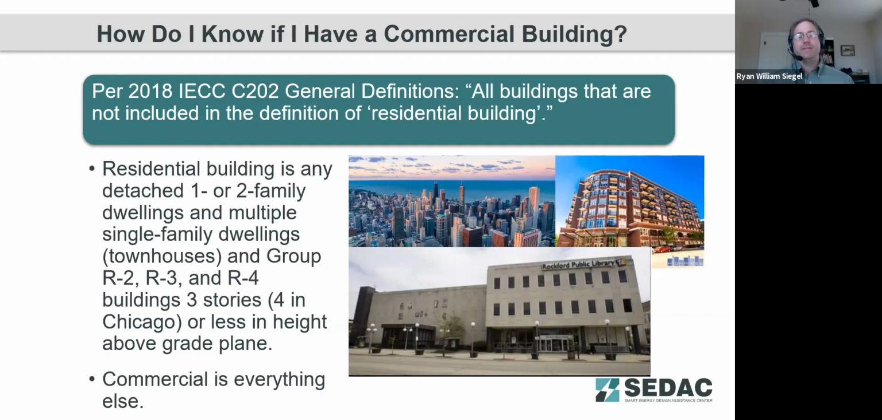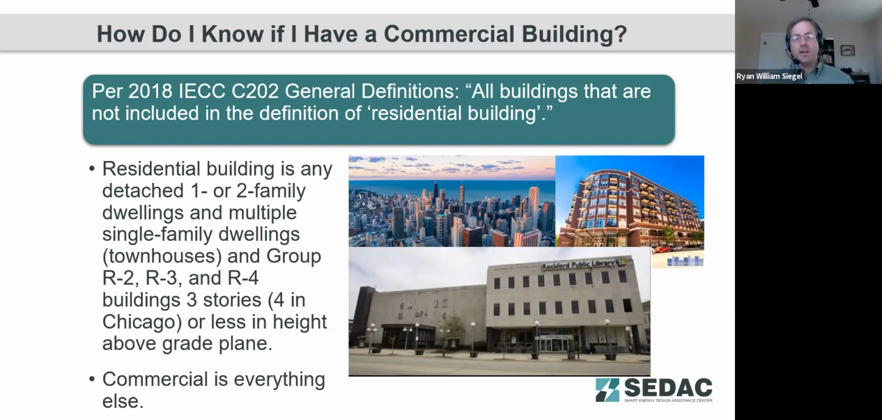They specify that a residential building is any detached one or two family dwelling, or multiple single family dwellings and multiple dwelling units in buildings that are 3 stories or less in height above the grade plane. If you are in the city of Chicago limits, then that increases to 4 stories in height or less, in which occupants reside on a primarily permanent basis. Those are residential buildings, and then commercial is everything else.